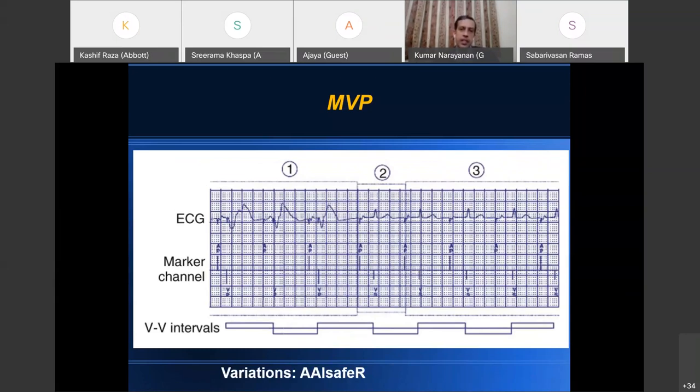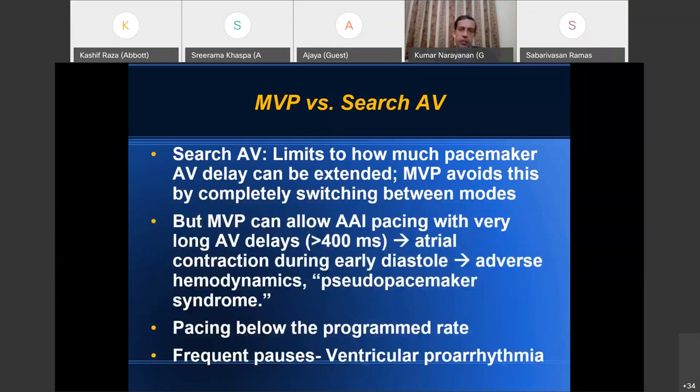But if the patient has, say, 6 to 7 pauses that make them symptomatic, they can start having some dizzy spells. So you have to watch practically the way these algorithms are working in a given situation, and then you have to make a clinical decision as to whether the algorithm is actually helping or not in a given case.